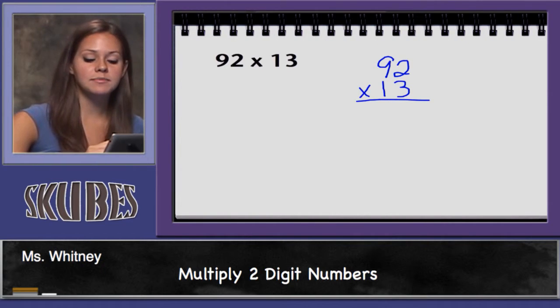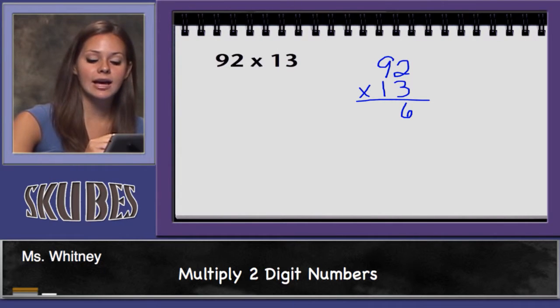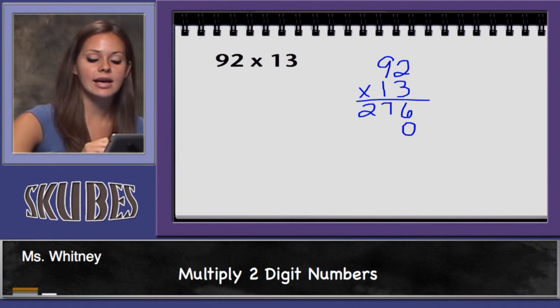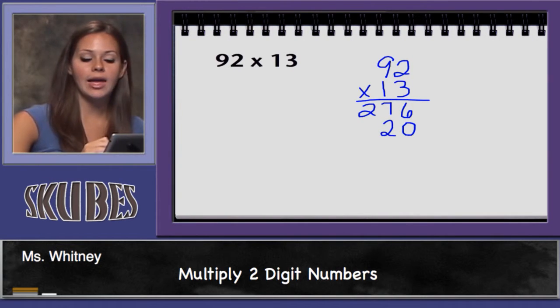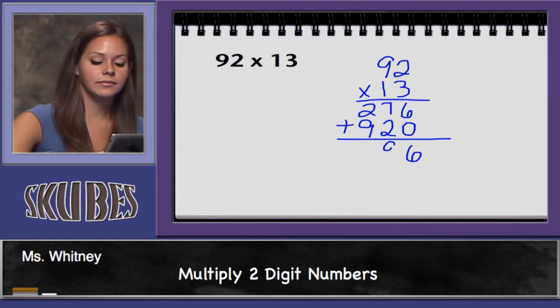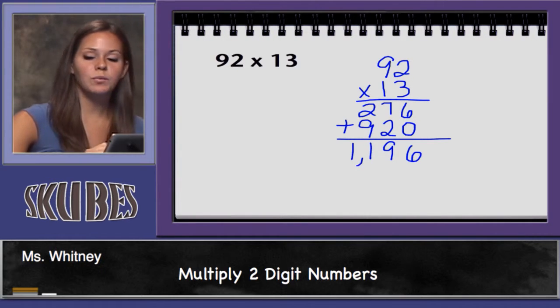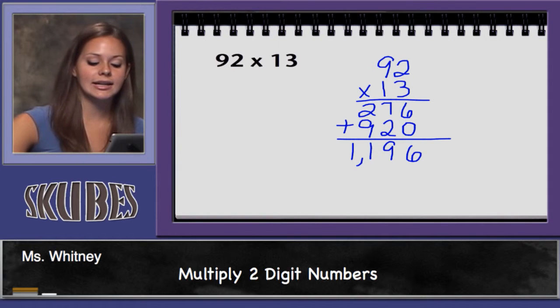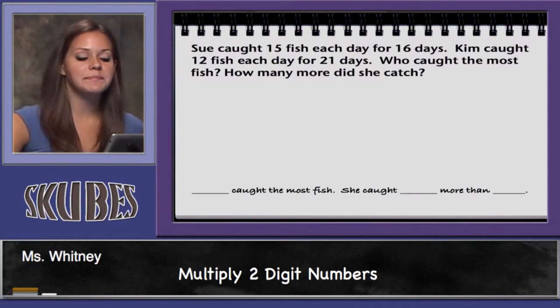First, I'll multiply 3 times 2 to get 6. Next, I'll multiply 3 times 9 to get 27. I'll write a 0. Now I'll multiply 1 times 2, which is 2, and 1 times 9, which is 9. Next, I'll add to get 1,196. So 92 times 13 is 1,196.